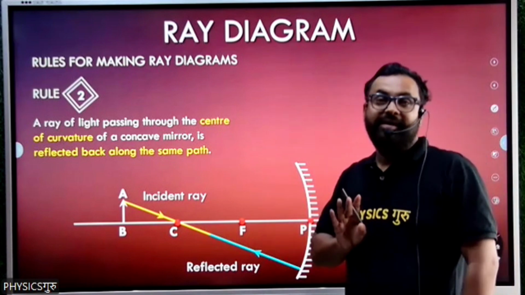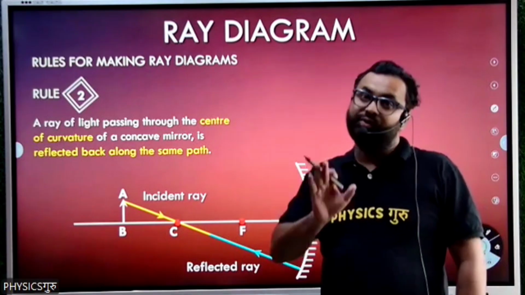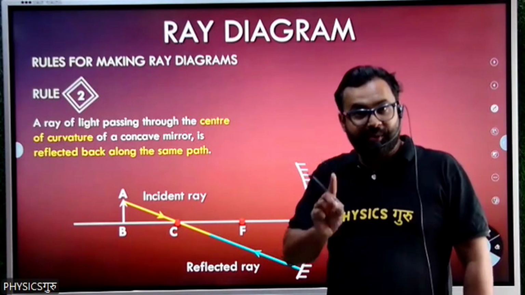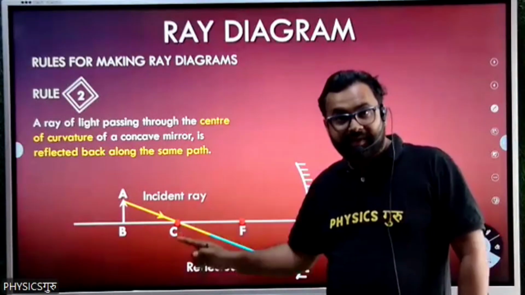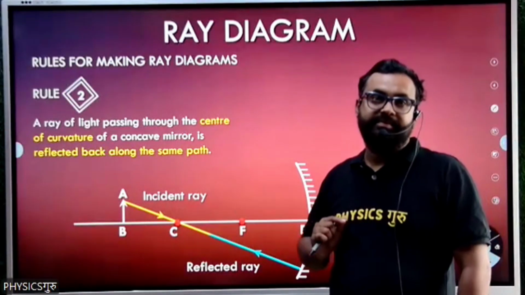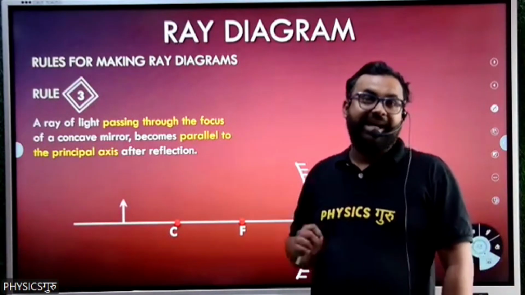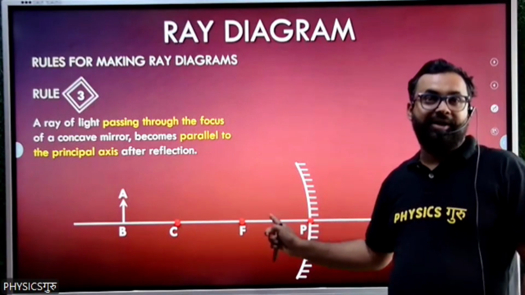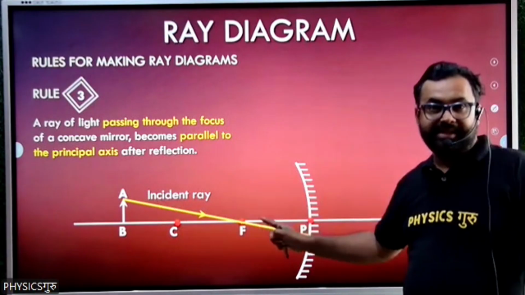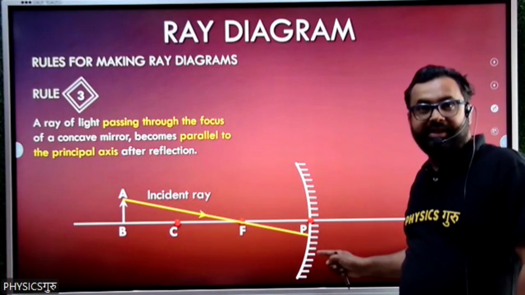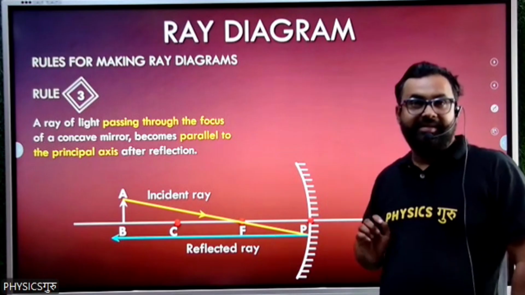I repeat rule number 1. When a light ray is incident parallel to principal axis, after reflection it passes through focus. Rule number 2: if a light is passing through center of curvature, after reflection it traces its own path. Rule number 3: a ray of light passing through focus becomes parallel to the principal axis after reflection. So when a light ray passing through focus is incident, after reflection it goes parallel to principal axis. This is the reflected ray. This is rule number 3.